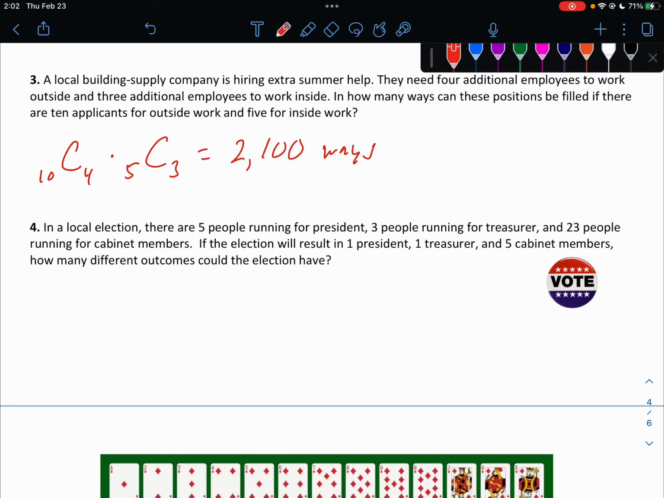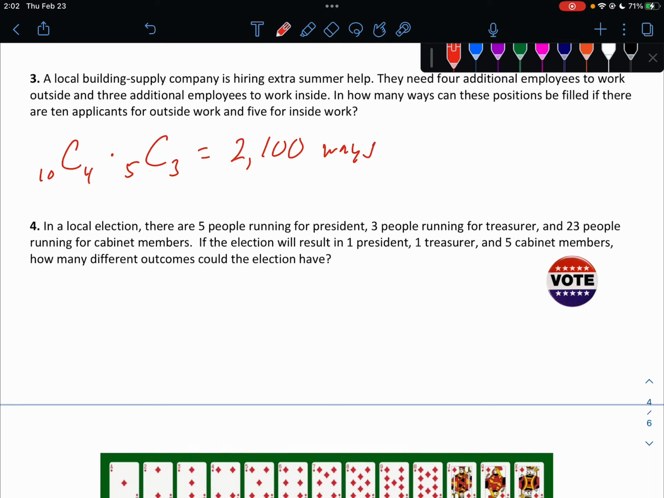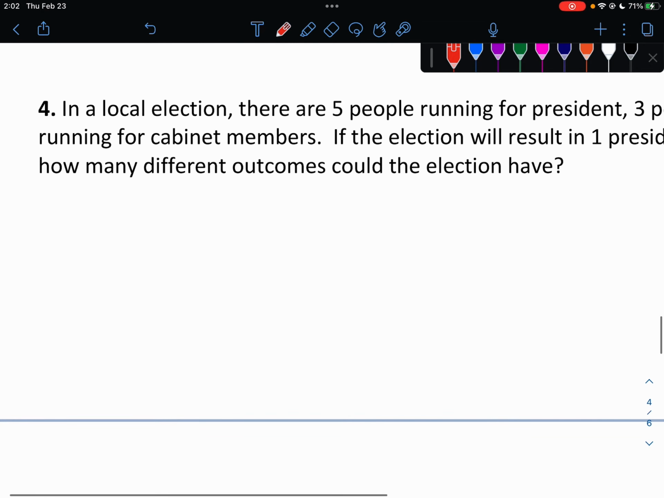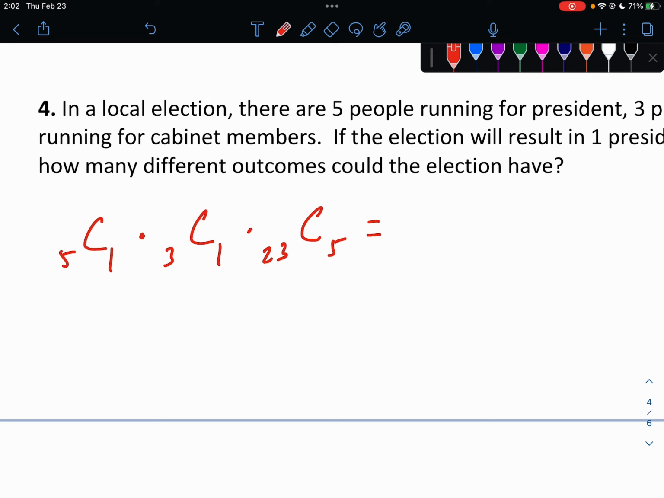In a local election, there are 5 people running for president, 3 for treasurer, and 23 for cabinet. There's going to be 1 president, 1 treasurer, and 5 cabinets. How many different outcomes could the election have? Okay, so that's going to be 5 choose 1 for president times 3 choose 1 for treasurer times 23 choose 5 for the cabinet. Go ahead and take that into your calculator, and make sure you can get this answer here. 504,735 different outcomes.